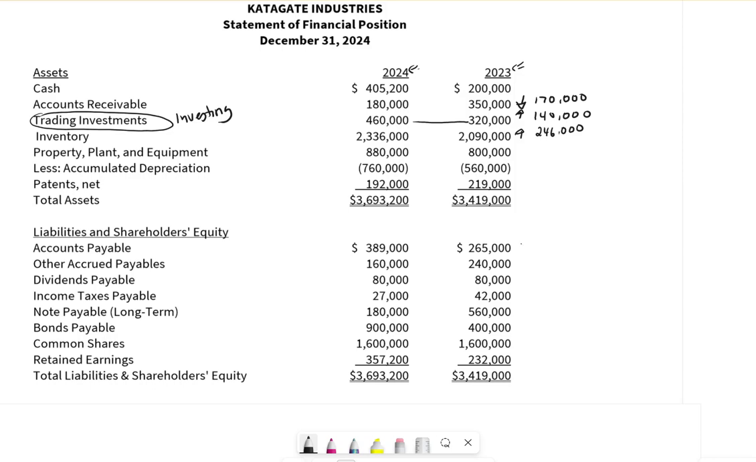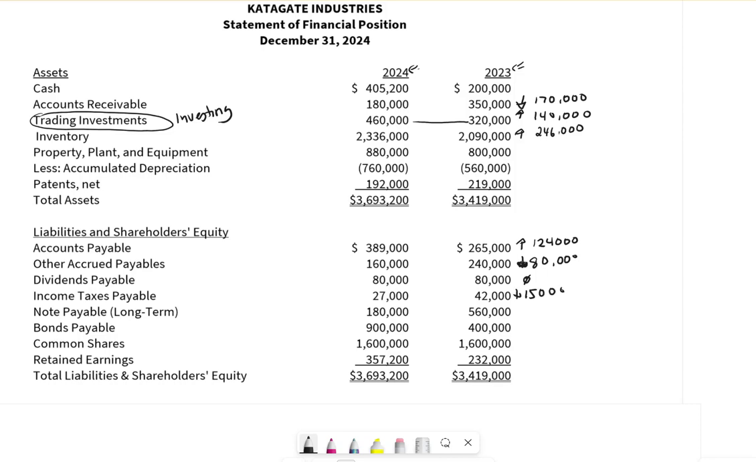You take the difference between those two, and in this case it is an increase in accounts payable. The difference between those two is 124,000. Then we have accrued payable, the difference is 80,000, and it went down by $80,000. I don't have anything on income tax there. This one there's no change. And you have an income tax, there's a change of 15,000, and it is a decrease of 15,000.